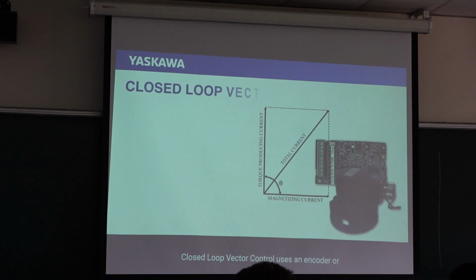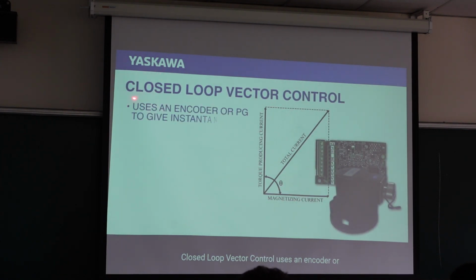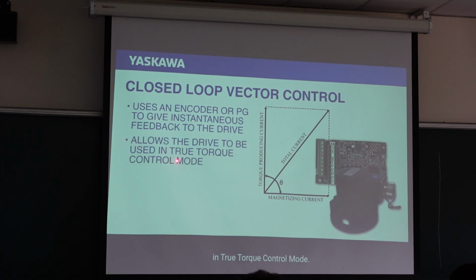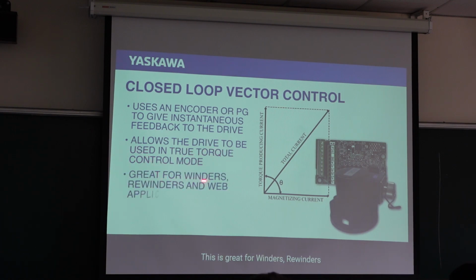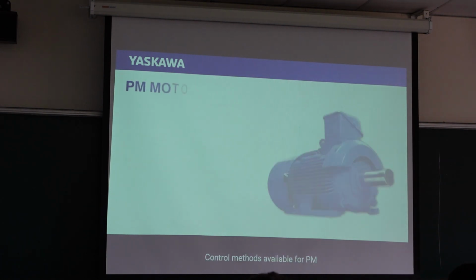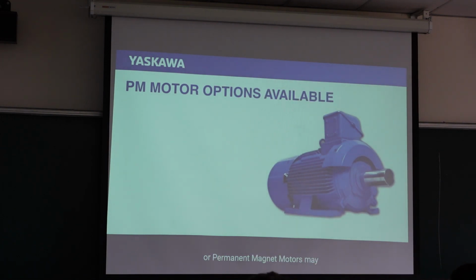Closed loop vector control uses an encoder or PG to give instantaneous feedback to the drive. This allows the drive to be used in true torque control. This is great for winders, rewinders, and web applications. So this is quite precise. High speed motor control is also possible, as is zero speed performance. Control methods available for PM or permanent magnet motors may also be used.